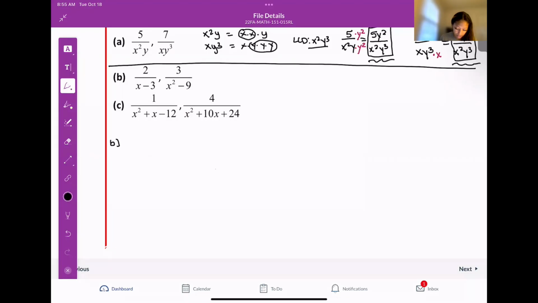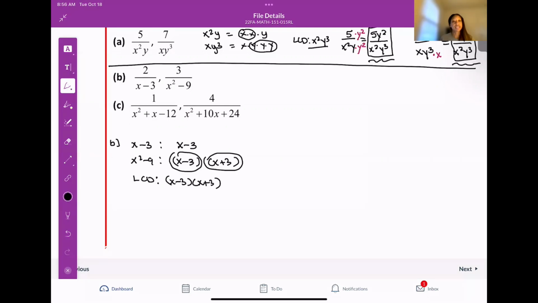For part B, we have the denominators x minus 3 and x squared minus 9. X minus 3 factors to just x minus 3. X squared minus 9 is x minus 3 times x plus 3. So the LCD would be, well, we need at least one x minus 3, and we also need the x plus 3. So x minus 3 times x plus 3 is our LCD.